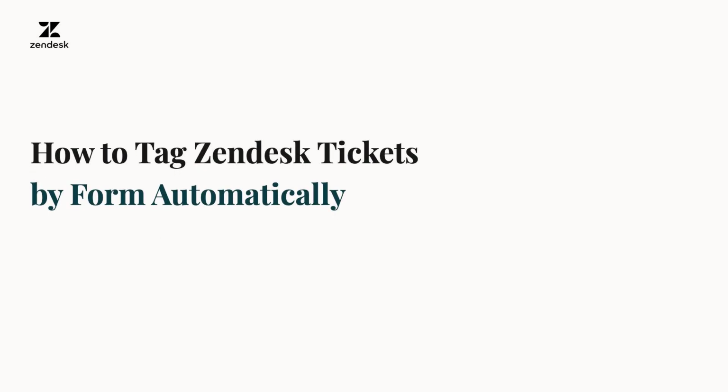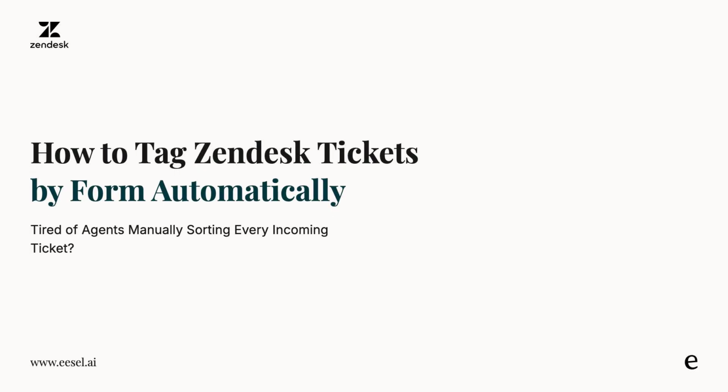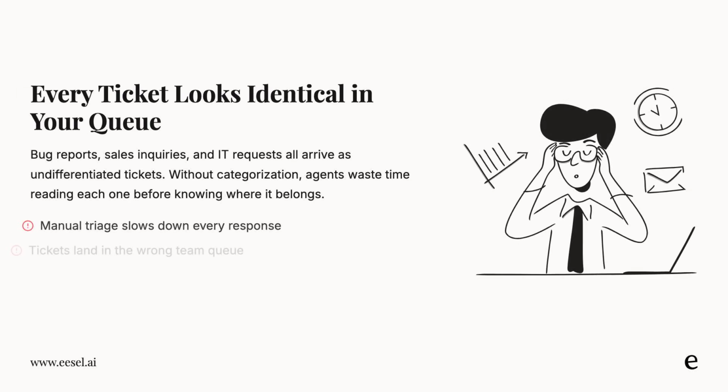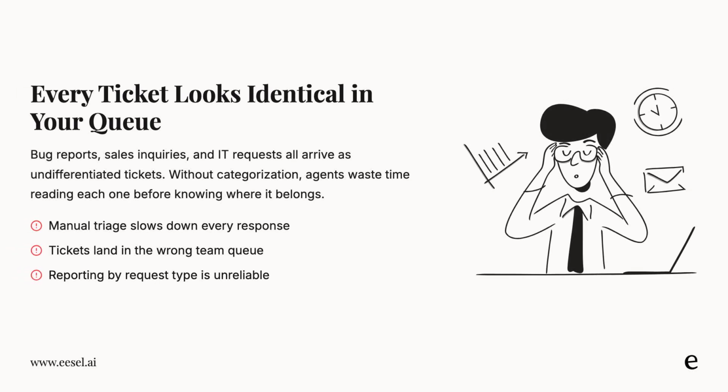Right now, a bug report and a sales inquiry are sitting in the same queue, looking completely identical. Your agents are reading every ticket just to figure out what it is. There is a 5-minute fix inside Zendesk that tags every ticket the moment it arrives, based on which form the customer used. Without form-based tagging, every ticket starts its life as an unknown.